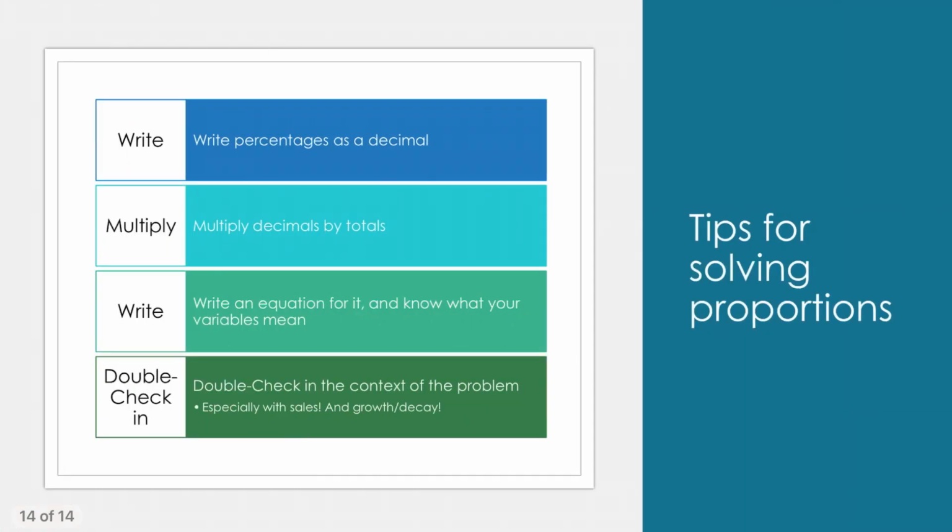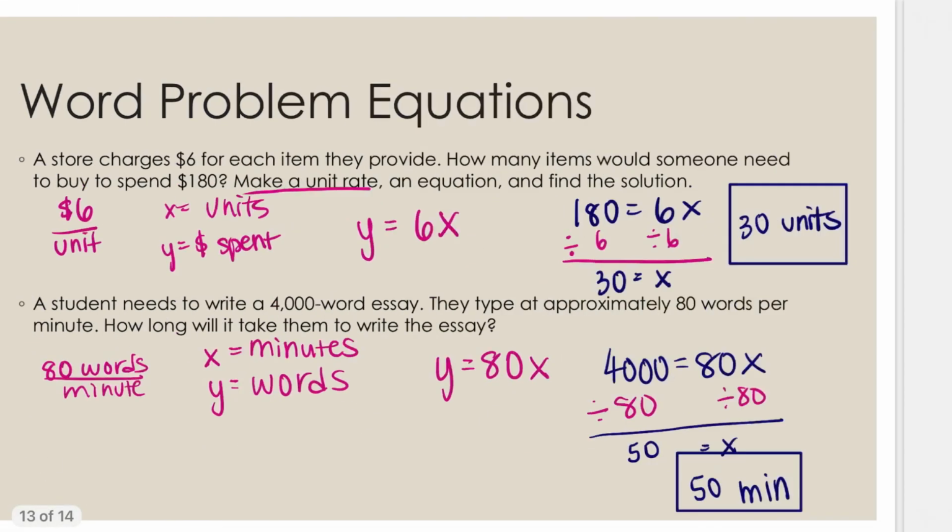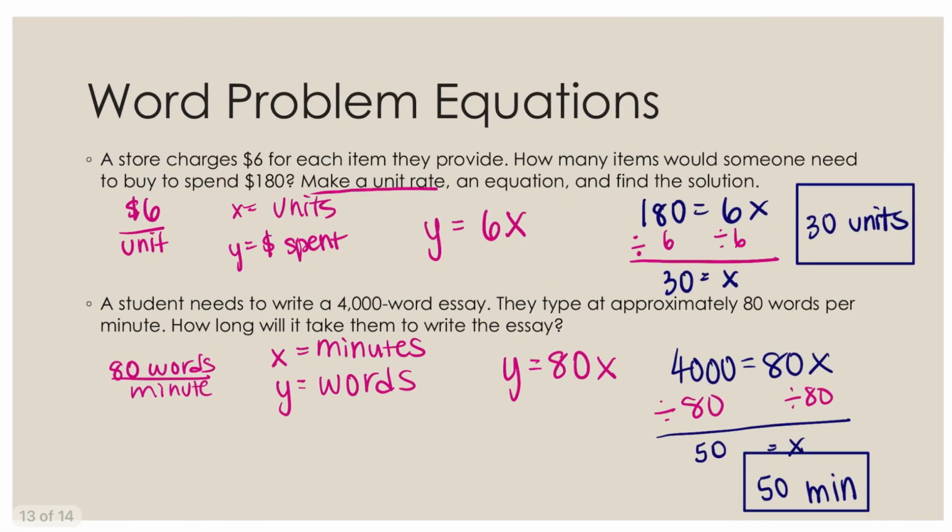So anyway, some tips for writing proportions and solving proportions: first, write percentages as a decimal. That will help you so that you can transfer to the calculator a lot easier. Multiply the decimals by the totals, and that'll give you the portion, especially in a sales problem or a tax problem. If you write an equation, make sure you know what your variables mean. Like if you noticed here, I wrote what x is equal to, what y was equal to.